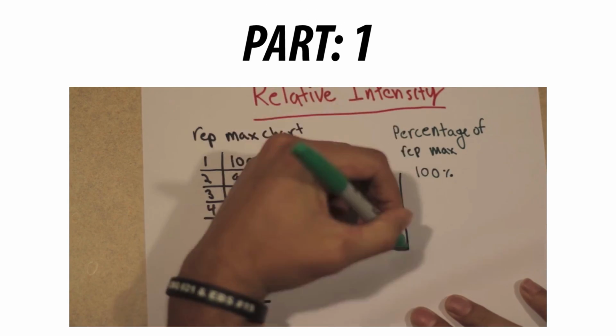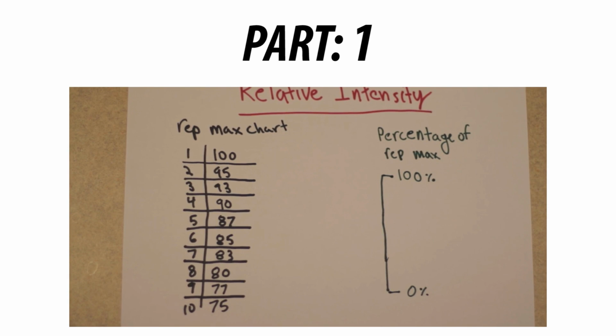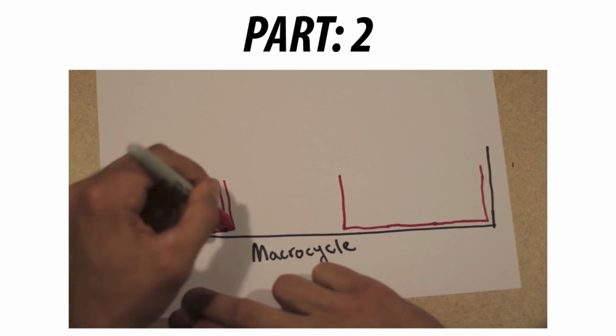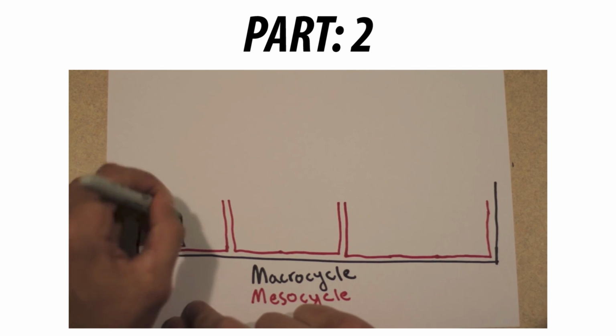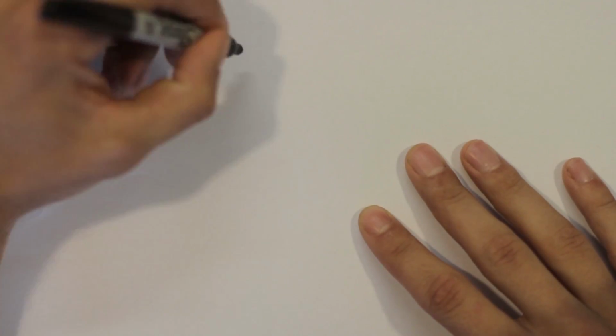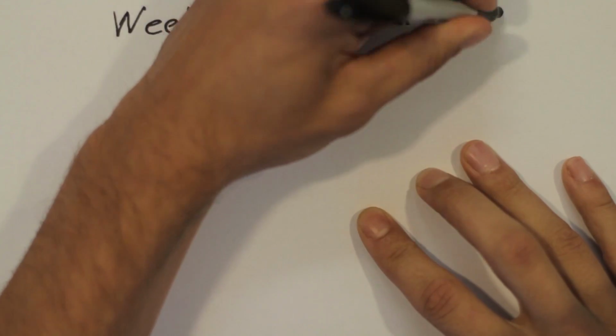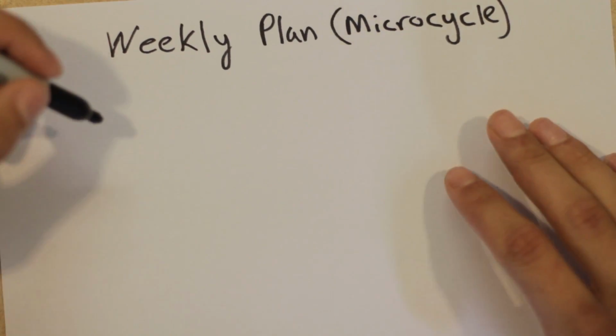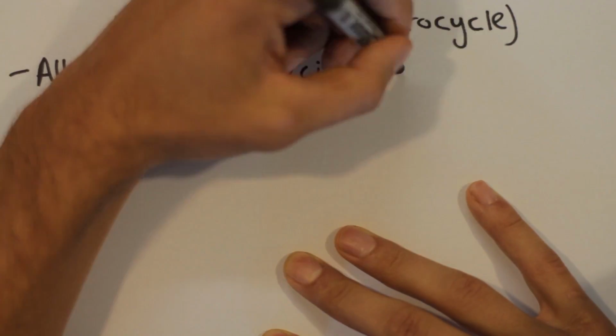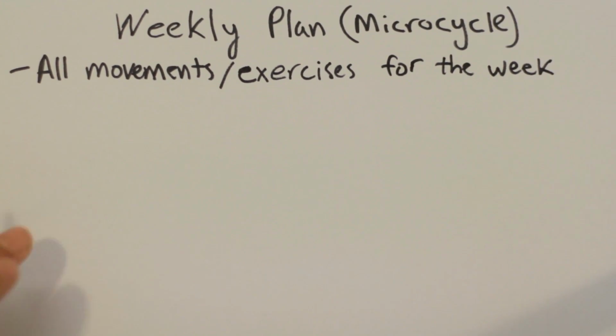If you watched the first 2 parts of the series, you may have a better understanding of how to program a single movement over the course of a mesocycle and series of mesocycles, which will eventually result in a macrocycle. So what I want to teach you guys today is how to create your weekly plan, or what's called a microcycle. Within a microcycle, you have all of your given exercises or movements for the week.